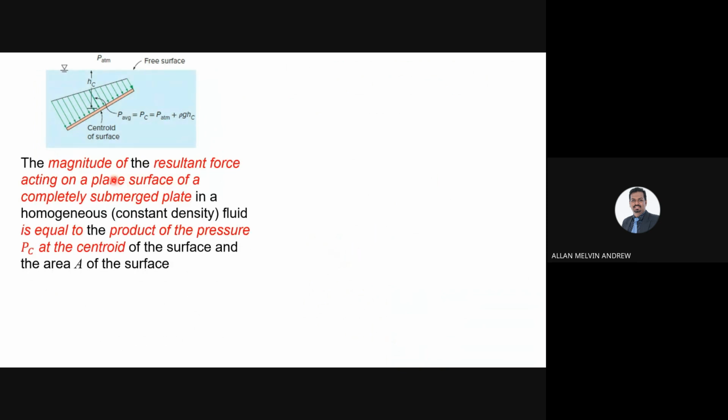The magnitude of the resultant force acting on the plane surface of a completely submerged plate. The submerged plate can be completely submerged, meaning it's totally underwater, or partially submerged, meaning some part is still above the water surface and some part is submerged. In hydrostatics, you only need to calculate the part that is submerged under the water.